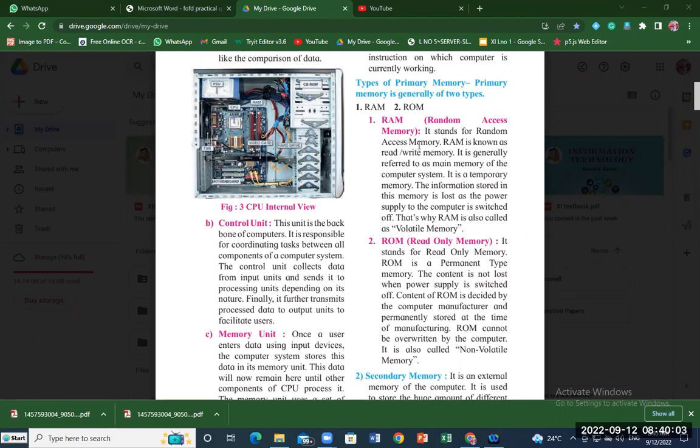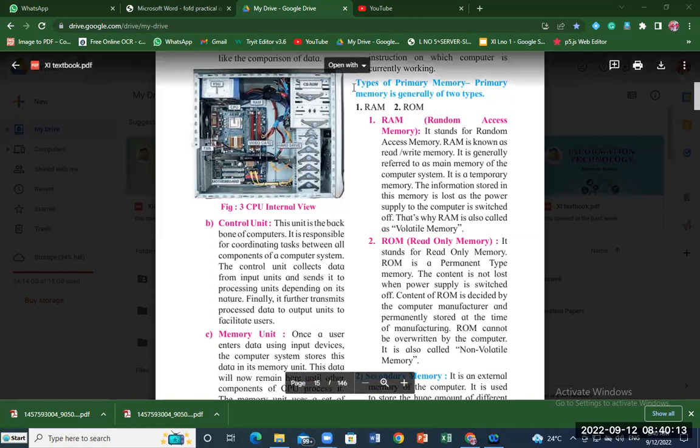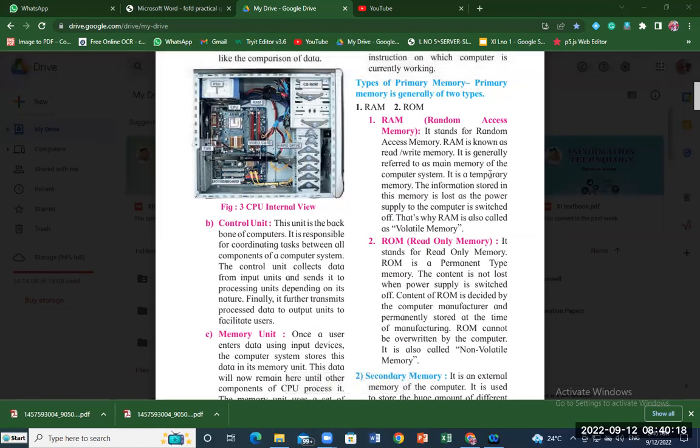RAM stands for random access memory. I can access the memory randomly. RAM is also known as read or write memory. Okay, I can read and I can write from this memory. It is generally referred to as the main memory of the computer system. In the primary memory, RAM is the main memory.